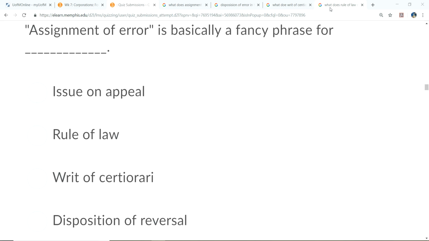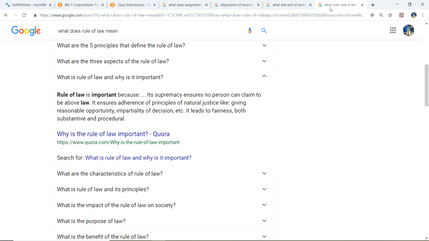The second answer that we can choose from here is a rule of law. And if we look at Google here, we can get a better idea of what the meaning of rule of law is. It says rule of law is important because its supremacy ensures no person can claim to be above the law, and ensures adherence to the principles of natural justice, like reasonable opportunity, impartiality, decision, etc. So that gives us kind of an idea of what the rule of law is by definition.